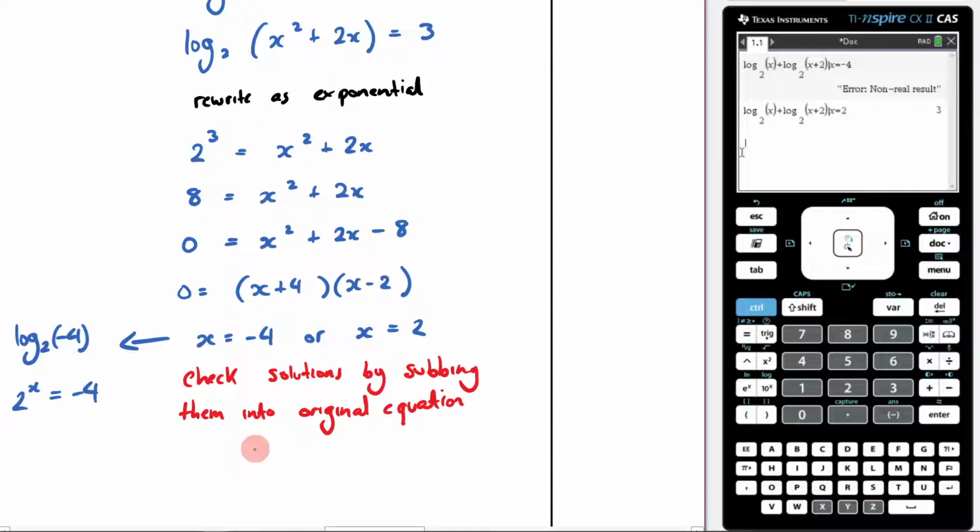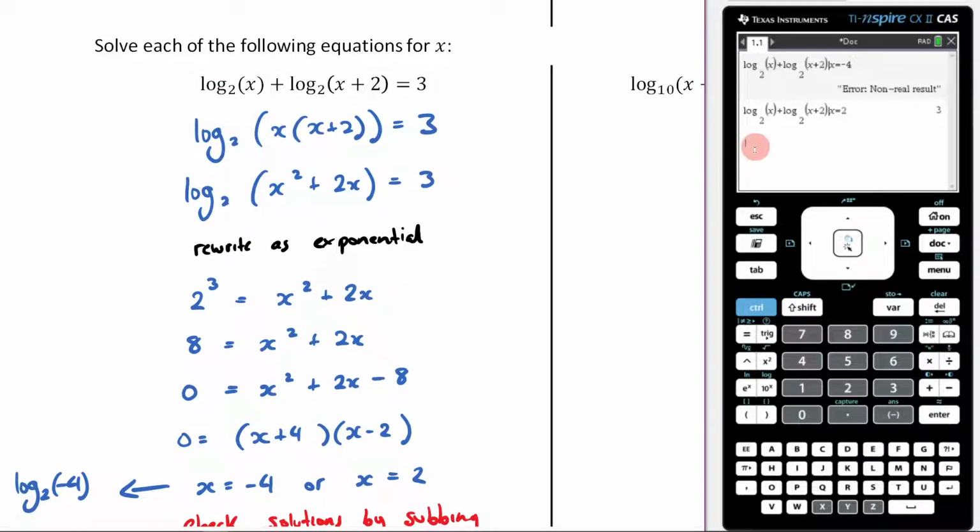So therefore, x equals 2 is your answer, and it's your only answer. You need to make sure that you check your solutions by subbing them into the original. And if you end up logging a negative number, you've done something wrong.